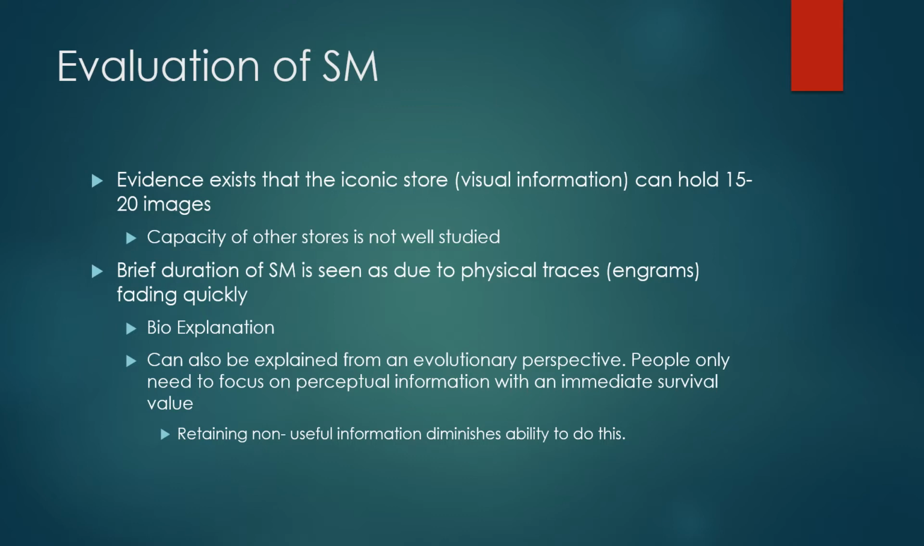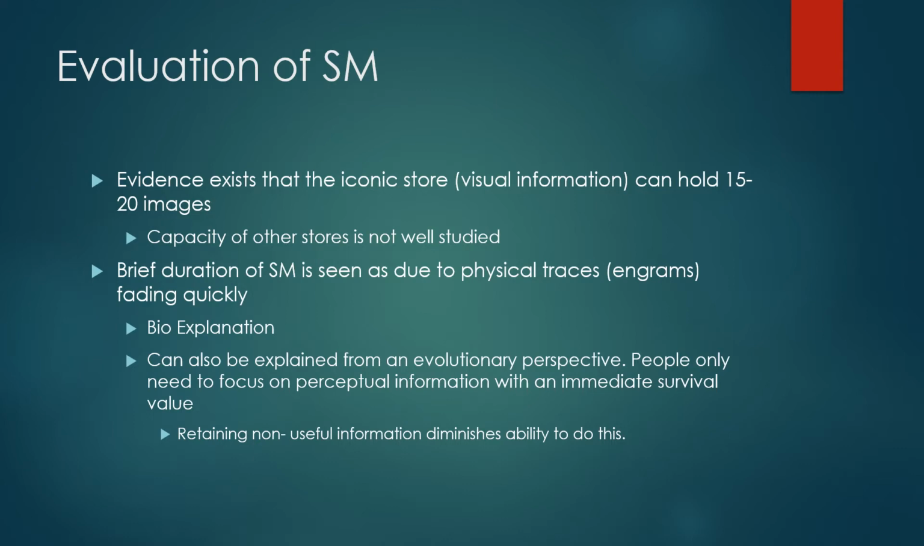The brief duration of sense memory is seen as due to physical traces, also known as engrams, that fade quickly. It's a biological explanation that can also be explained from an evolutionary perspective, going back to what we talked about with the biological level of analysis. People only need to focus on perceptual information with an immediate survival value. So most of that gets chucked out because it's not important. It's only through repetition that we take some of those sense memories and put them into our long-term storage.